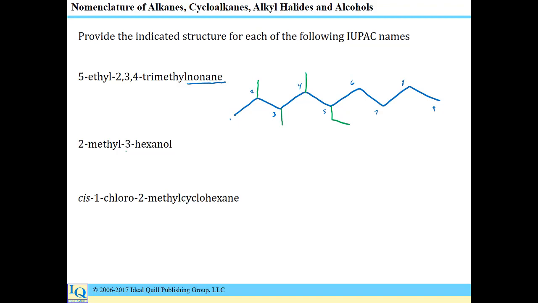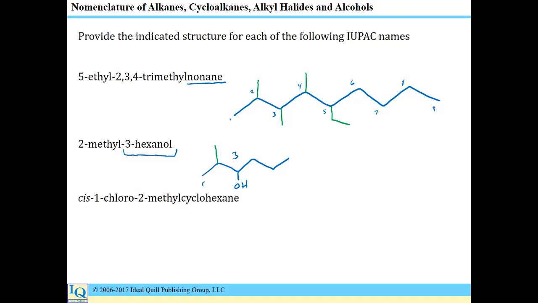In our next example, the parent chain contains an alcohol. Our parent chain is 3-hexanol. So we have to draw a hexane chain with an OH on position 3. Then it's just a matter of filling in the methyl group at position 2. And there is our structure for 2-methyl-3-hexanol.